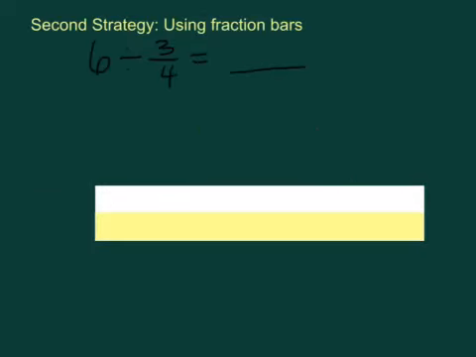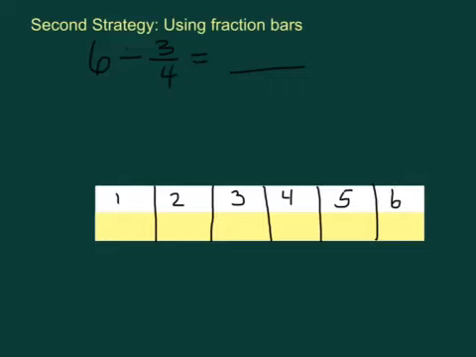A second strategy is to use fraction bars. The first step is to look at our whole number. In this problem it is 6. And I divide both bars into 6 whole pieces. And on top is going to represent my wholes. So I have 6 wholes. On the bottom, I'm going to, just like we did earlier, divide each section by my denominator, which is fourths.